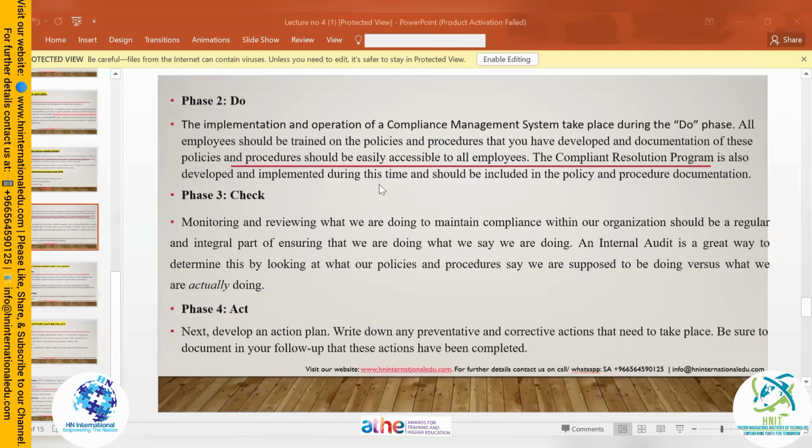So the fourth phase is act. Next, develop an action plan. Write down any preventive and corrective actions that you need to take. Be sure to document in your follow-up that these actions have been completed. The best way to follow up on things is to write them on a notepad or on a piece of paper.